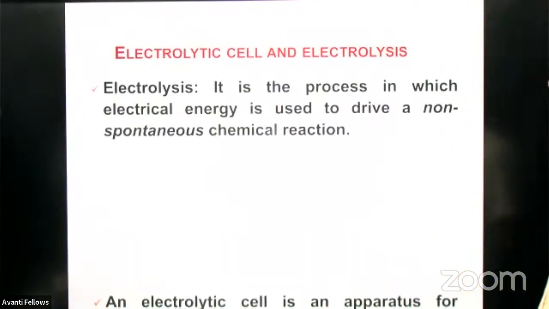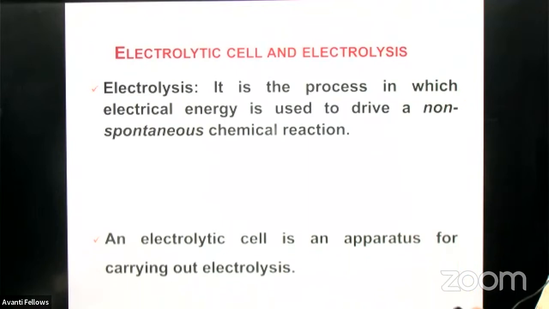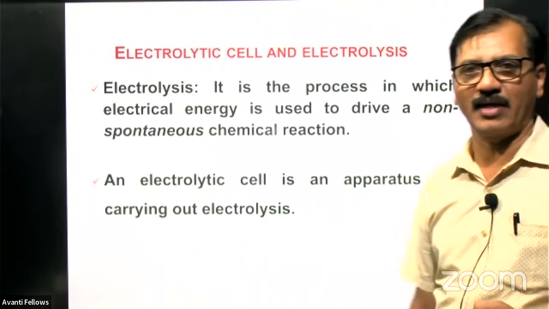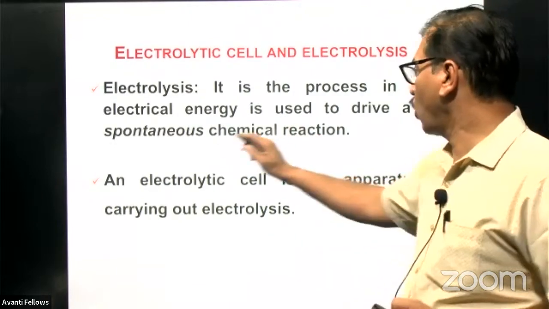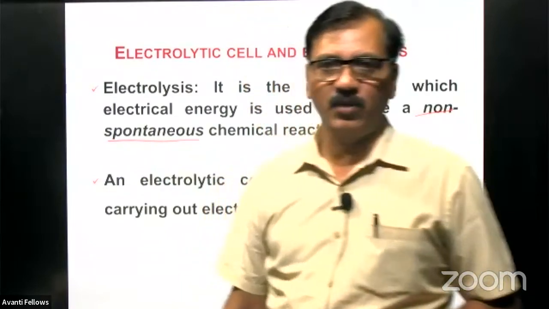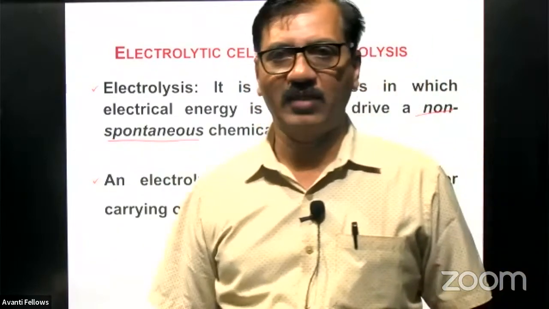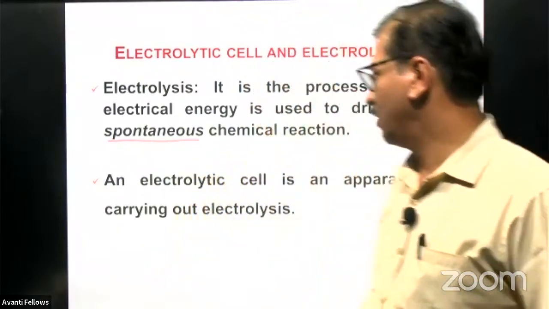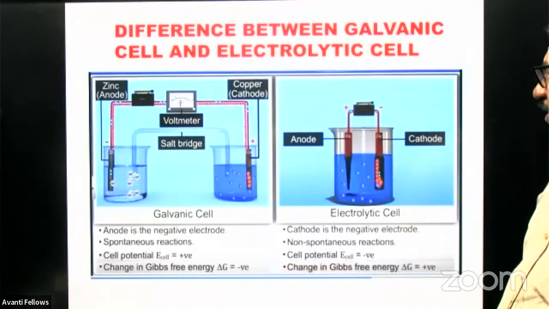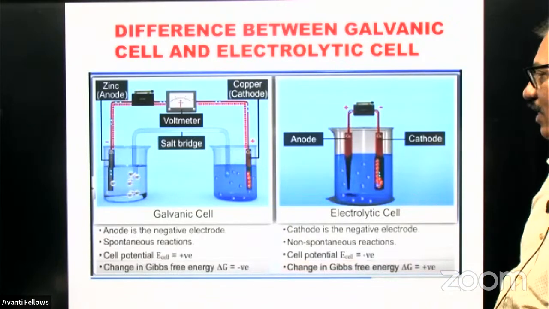Okay. So electrolysis is a process in which electrical energy is used to drive a non-spontaneous chemical reaction. Another important word, non-spontaneous chemical reaction. Otherwise the reaction is not going to happen. Such kinds of reactions happen when electricity is passed through. Okay, so compare the differences between the galvanic cell and the electrolytic cell.